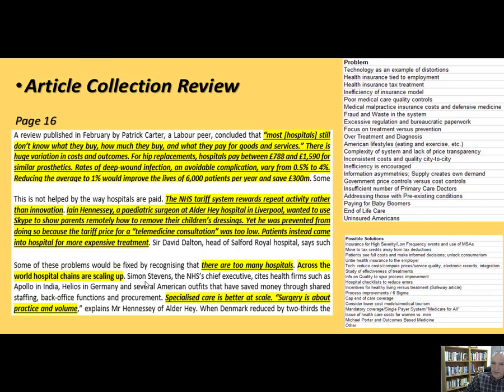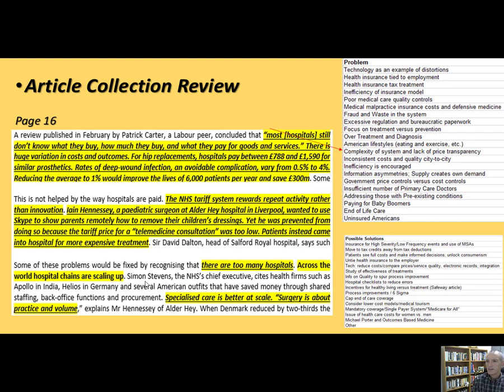There are too many hospitals across the world. Chains are scaling up. Specialized care is better at scale. Surgery is about practice and volume. We're definitely going to get into that when we talk about Michael Porter. There are certain things where you want someone to have been doing thousands of them. Even if we have to fly people across the country to these specialized hospitals that do these surgeries over and over and over again, their costs will be lower and their quality will be higher. So Michael Porter will definitely talk about that.